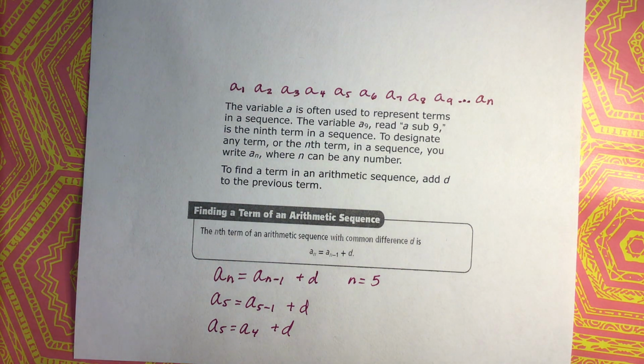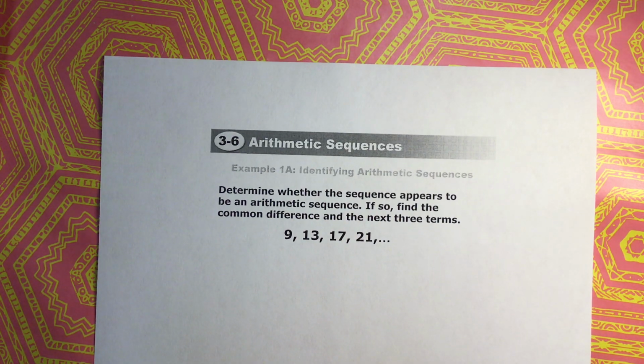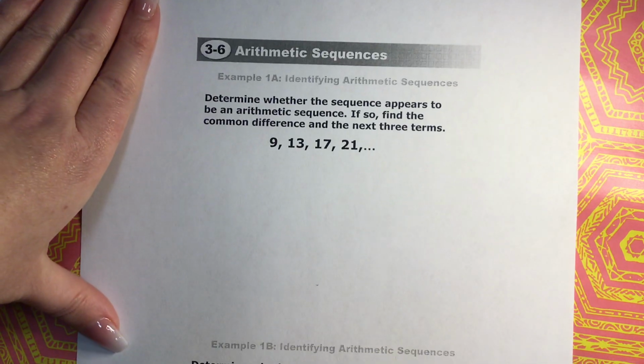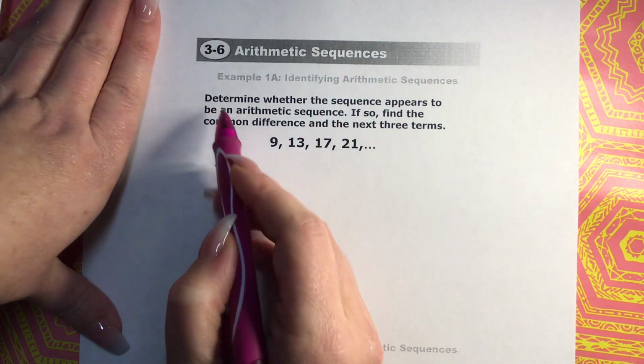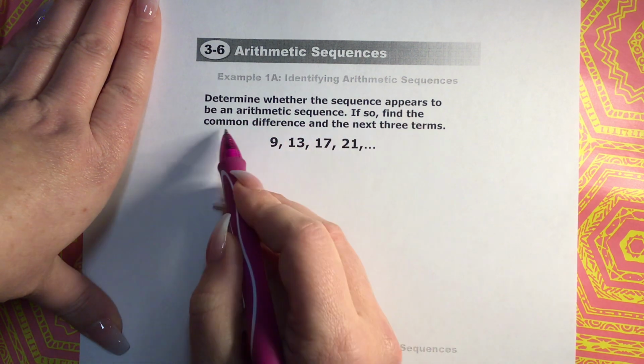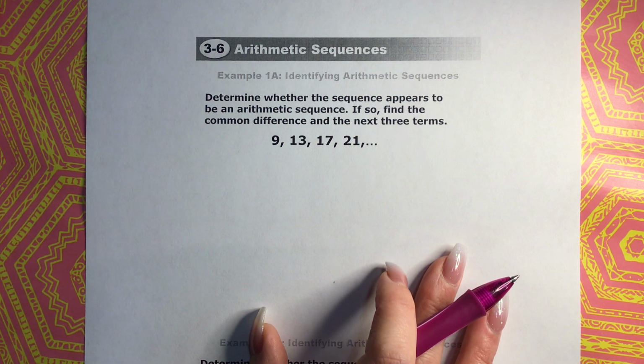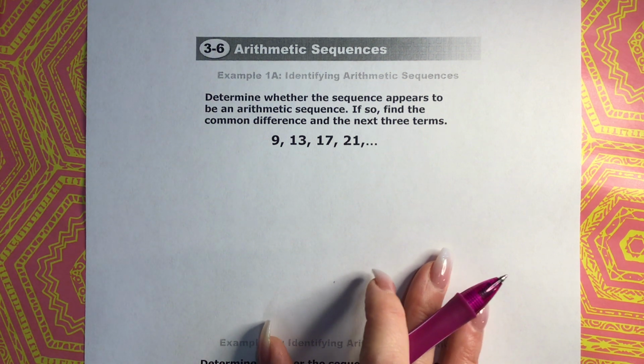All right, so let's start and look at some examples. Example 1a. Determine whether the sequence appears to be an arithmetic sequence. If so, find the common difference and the next 3 terms. Perfect, okay. So we're just going to see what's going on here.